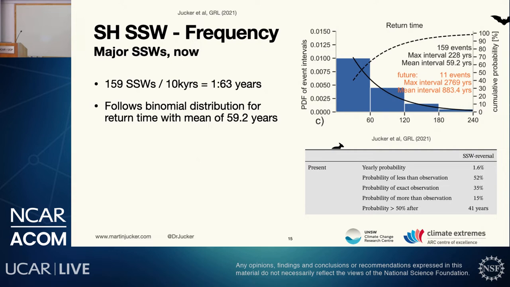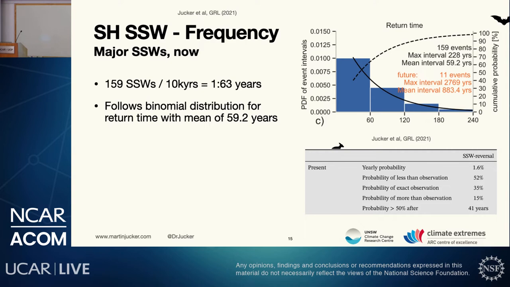But we can, for instance, say, well, we've observed one of them. These are major warmings. We observed one of them. So what is the probability to have exactly one within the 43 years of observation time? Not having one is 52%. Exactly one is about 35%, and the probability of having had two major southern warmings in the observational record is only about 15%.